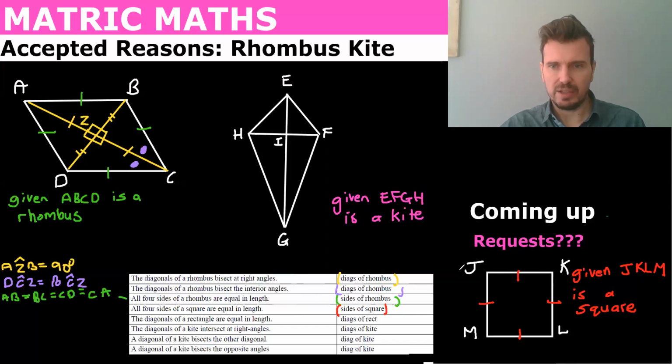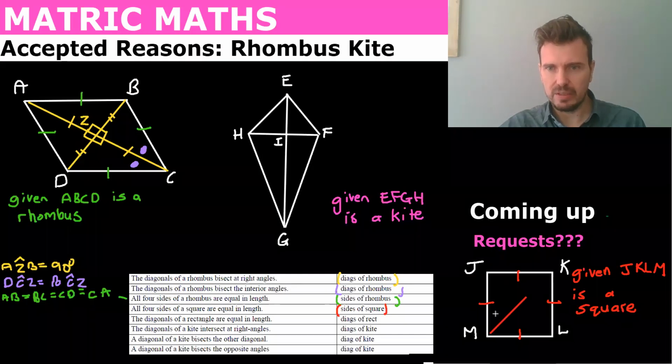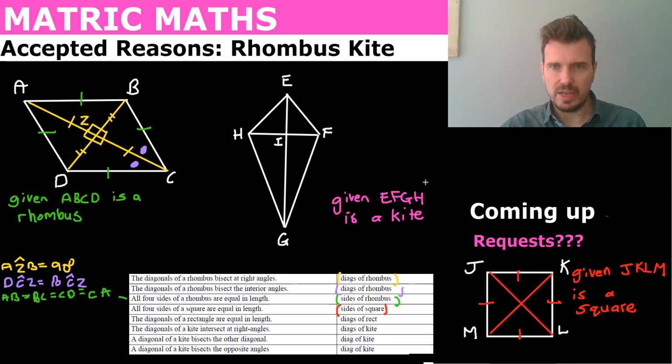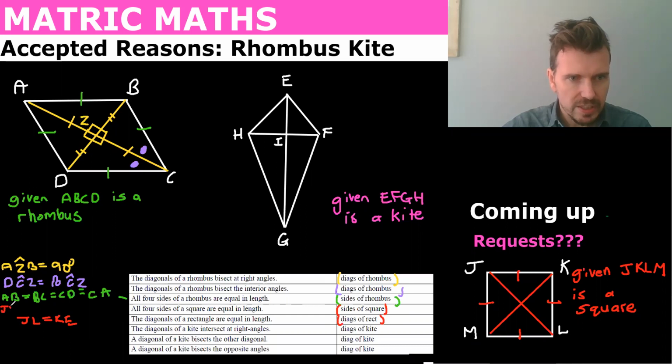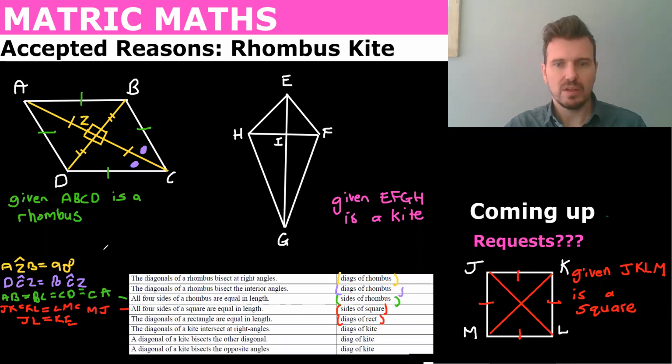So let's say that JKL was a rectangle, you would know that like a square, JL equals KM, diags of a rectangle. And for this one, we can put that in there: JK equals KL equals LM equals MJ. That was that one. Okay, and then finally, let's look at a kite.